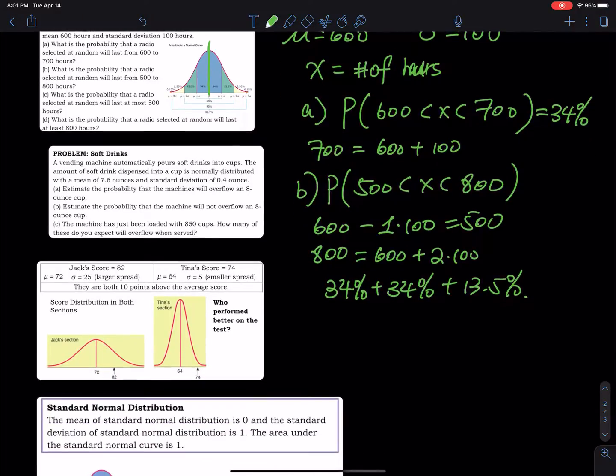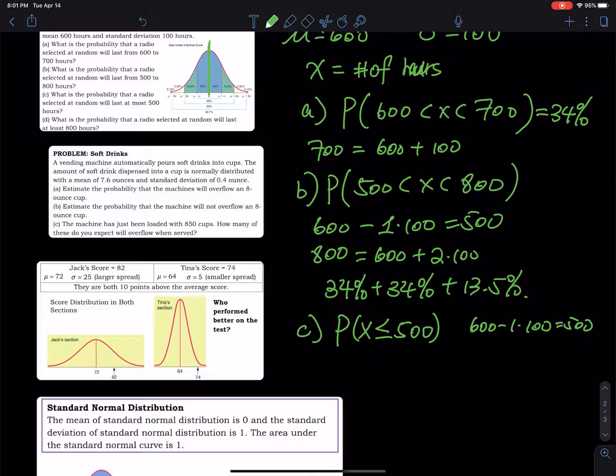Okay. In part C, what is the probability that a radio selected at random will last at most 500? At most 500 means the maximum is 500. So probability then x is less than or equal to 500 hours. So how do you get the 500? The 500 is 600 minus 1 times the standard deviation. That equals 500, right? But we are looking for less than 500.